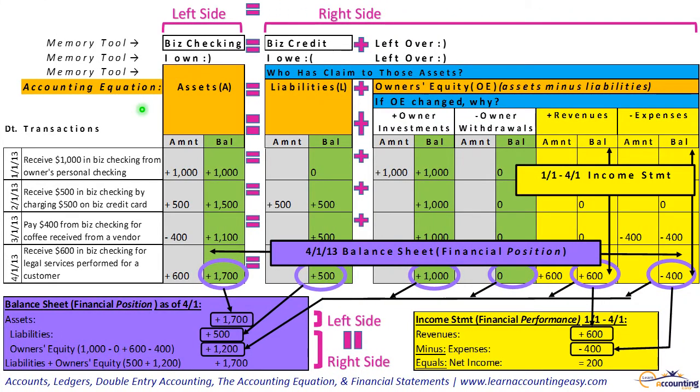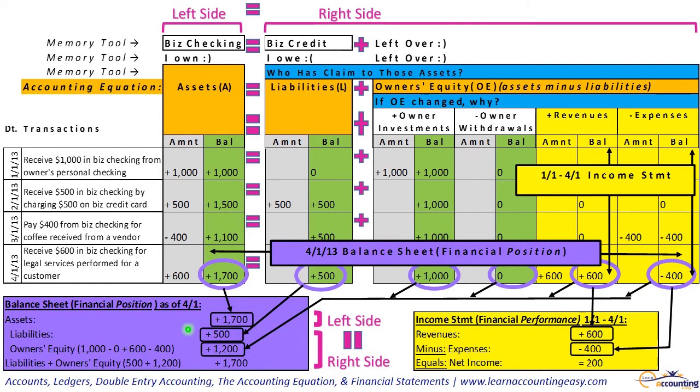Now, very similarly to what we saw earlier with the team points analogy, we can use this accounting equation framework to prepare statements. In this case, financial statements, the balance sheet and the income statement. Now let's start with the balance sheet. What is the balance sheet doing?